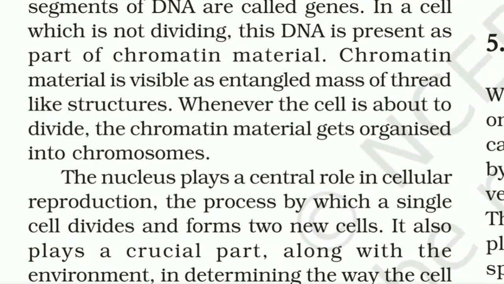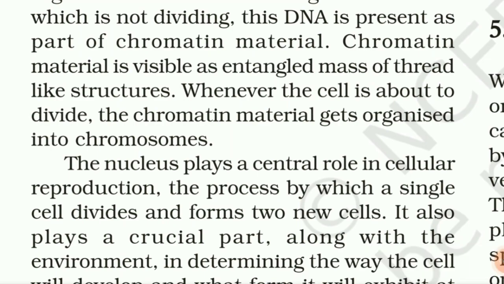Chromatin means, I'll show you the picture of them, you can clearly understand when you see the picture. Chromatin is the material which is visible, and it's like thin, thread-like structures. It's very thin and visible, and it's entangled, like there are a lot of them, scattered around the nucleus. Whenever the cell is about to divide, the chromatin material gets organized.